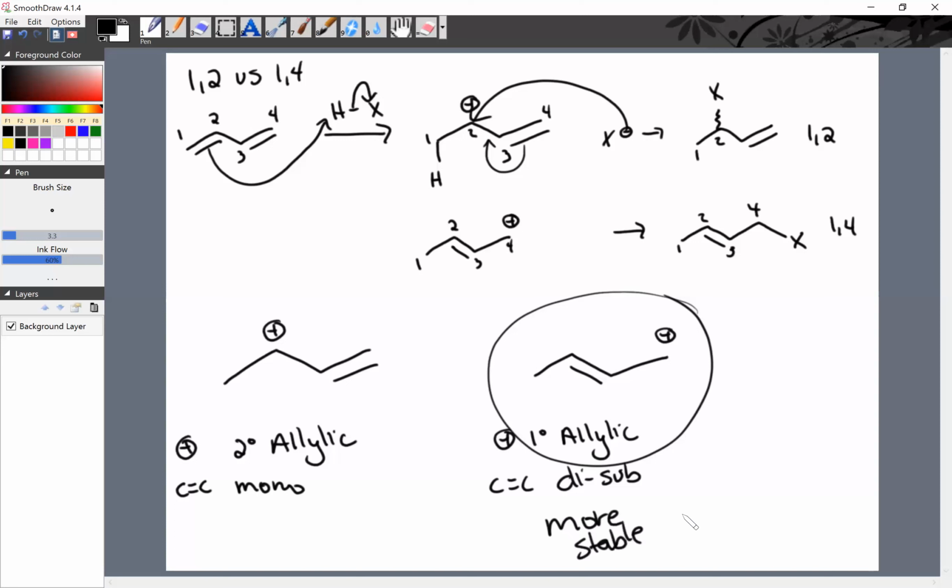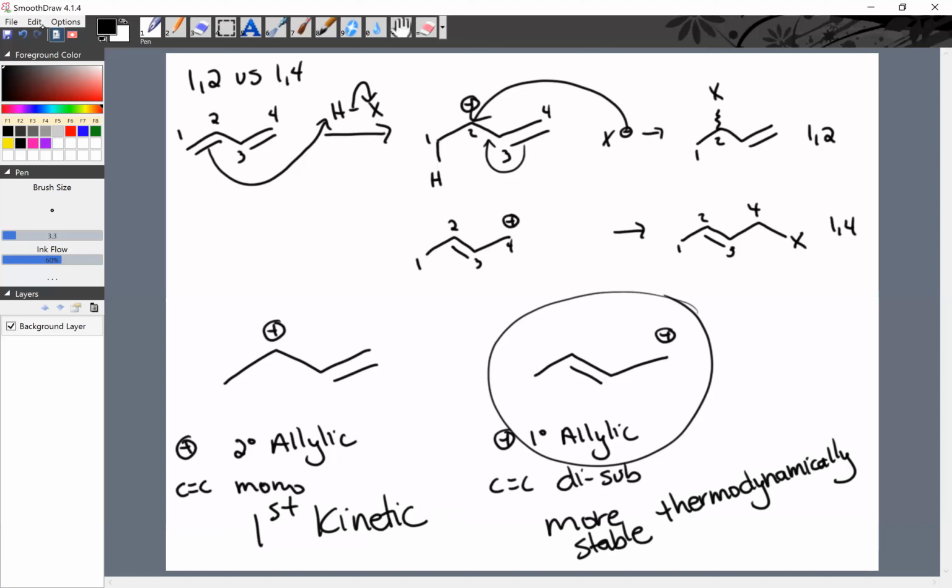Now I'm going to throw a term in there. It's more stable thermodynamically. It has an overall lower energy state. So this one is the first one formed, but this is the more stable one formed. So if we're going on rates, we're going to call it kinetic. And if we're going on stability, we're going to call it thermodynamic. But that is a generic 1,2 versus a 1,4.